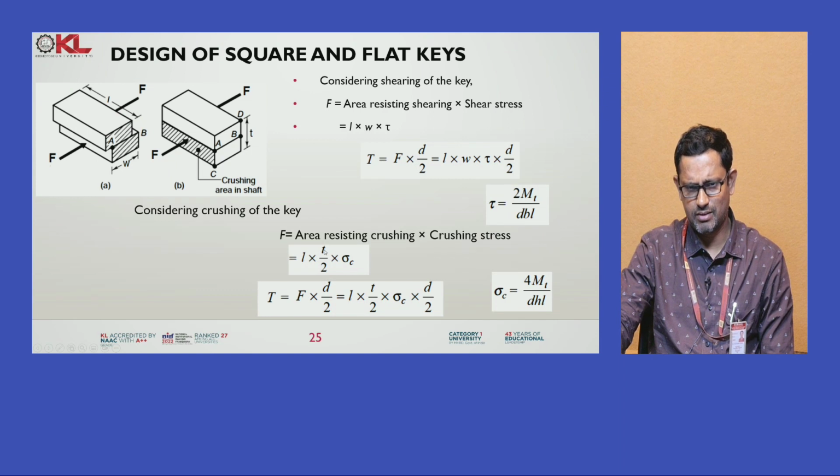The next one is for crushing stress. What is the crushing area here? The marked one is the crushing area. The area is l into t by 2, where t is the thickness of the key. So l into t by 2 into sigma c, where sigma c is the crushing stress. By substituting, torque or twisting moment is equal to force into distance by 2. This value we get is the equation.